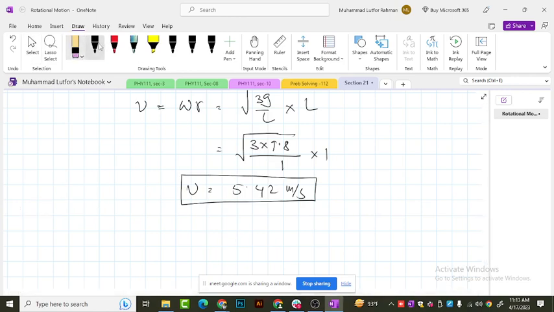Linear speed of that system. Alright, you understand this part? Yes, sir. Alright.